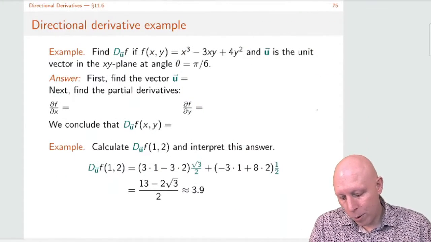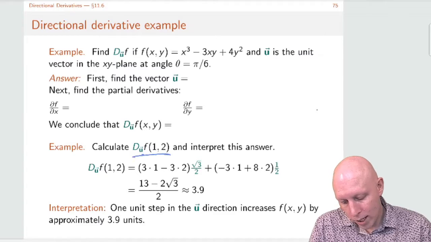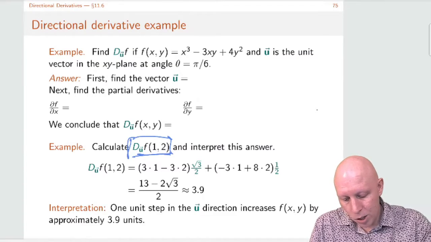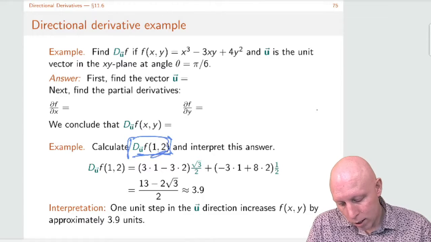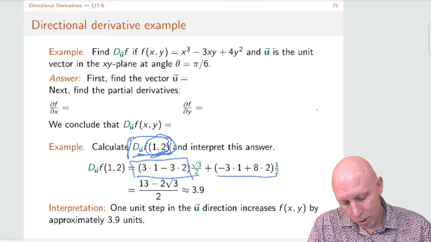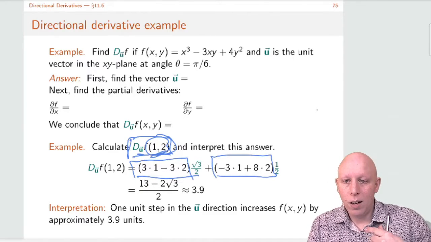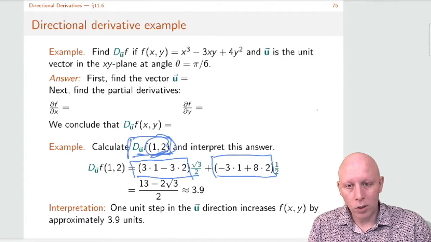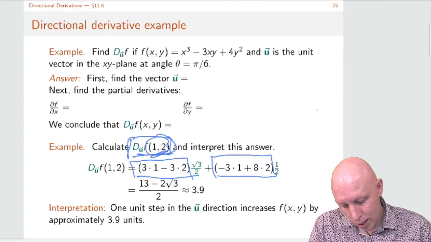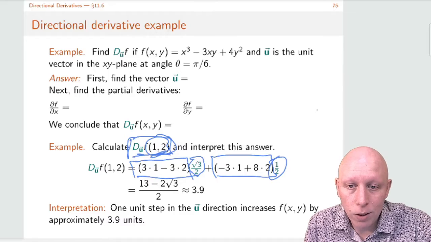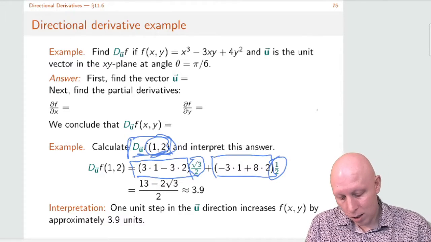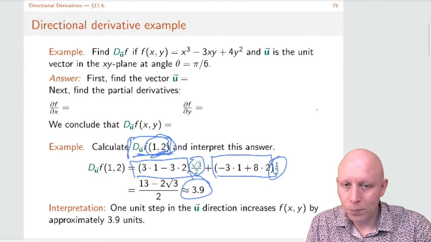So if we wanted to calculate what is D_u f of 1, 2, then you plug in 1, 2 into our equation, right? This is what happens if you plug in 1, 2 into our directional derivative. We get these values. These were our unit vector components, root 3 over 2, comma 1/2. You plug in all those things, you get 3.9.